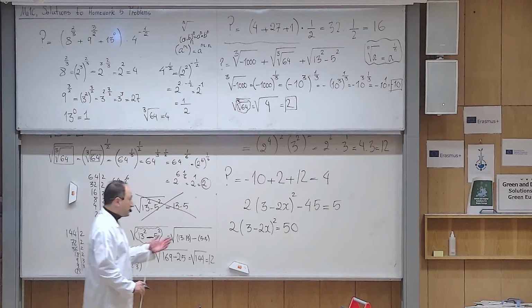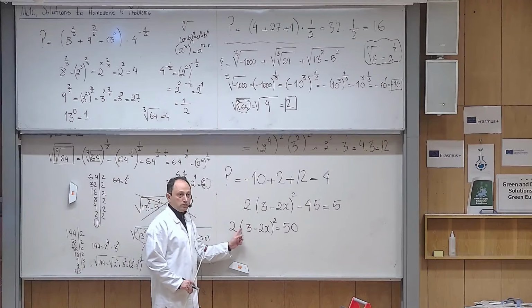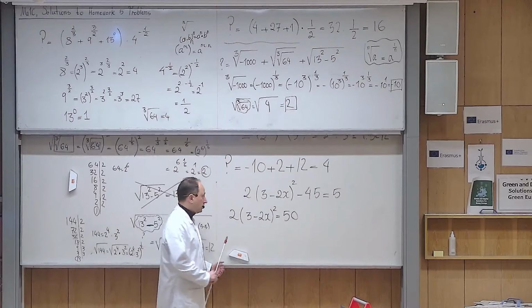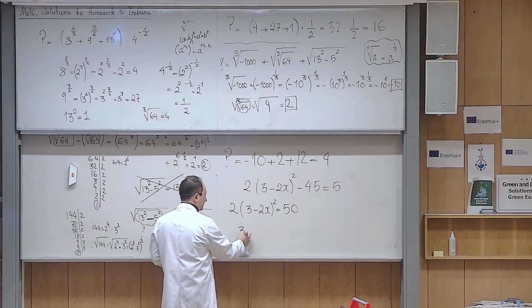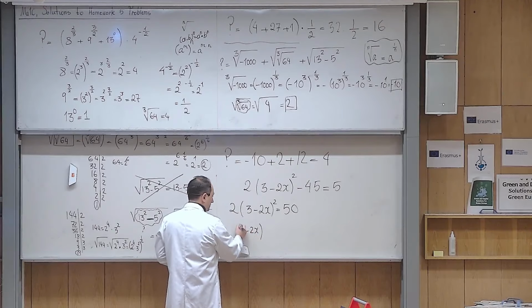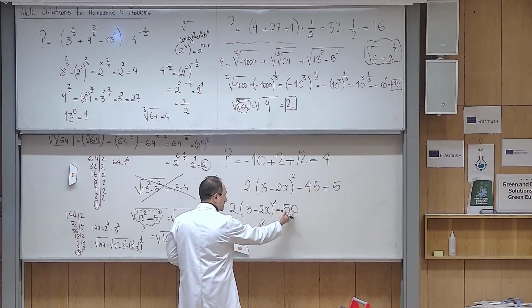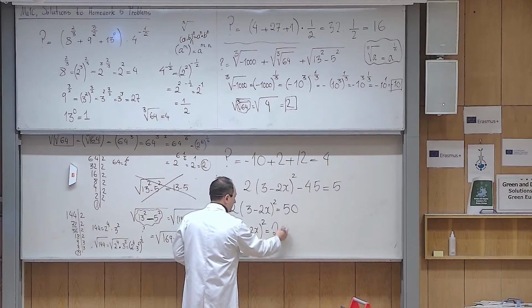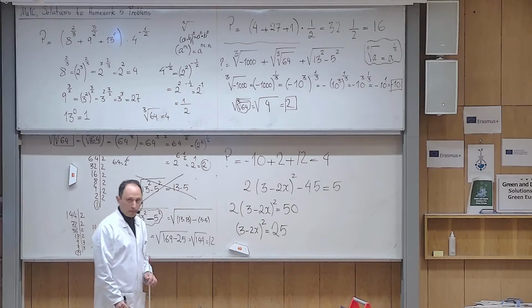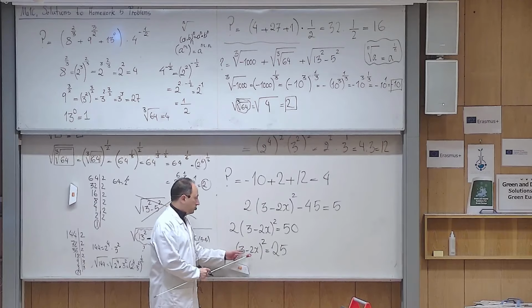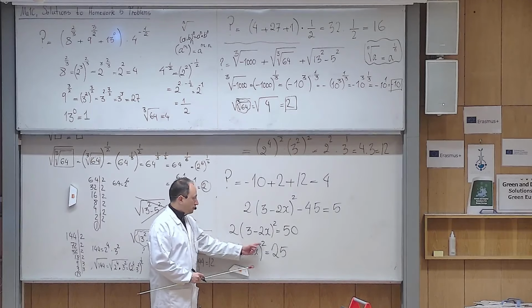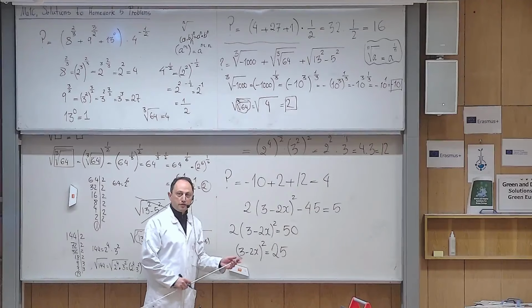Divide. Yes, we cannot move it because 2 is multiplied. I have to get rid of 2, so I have to divide. If I divide this by 2, this 2 is gone. And then this divided by 2 is 25. Again, some of you up to here did it correctly, but then you said that this to power 2 is 25, so this number is 5.